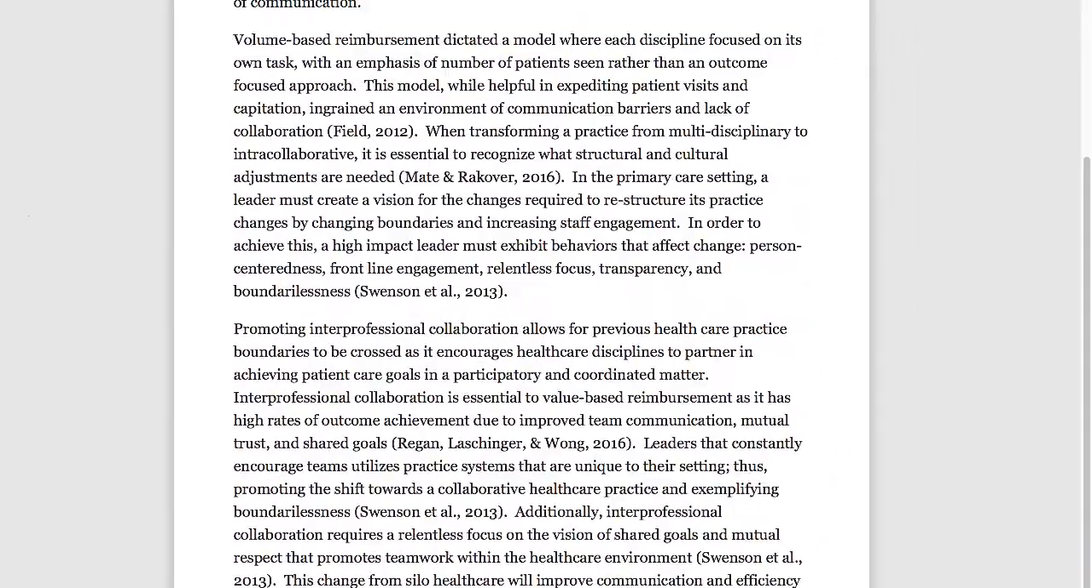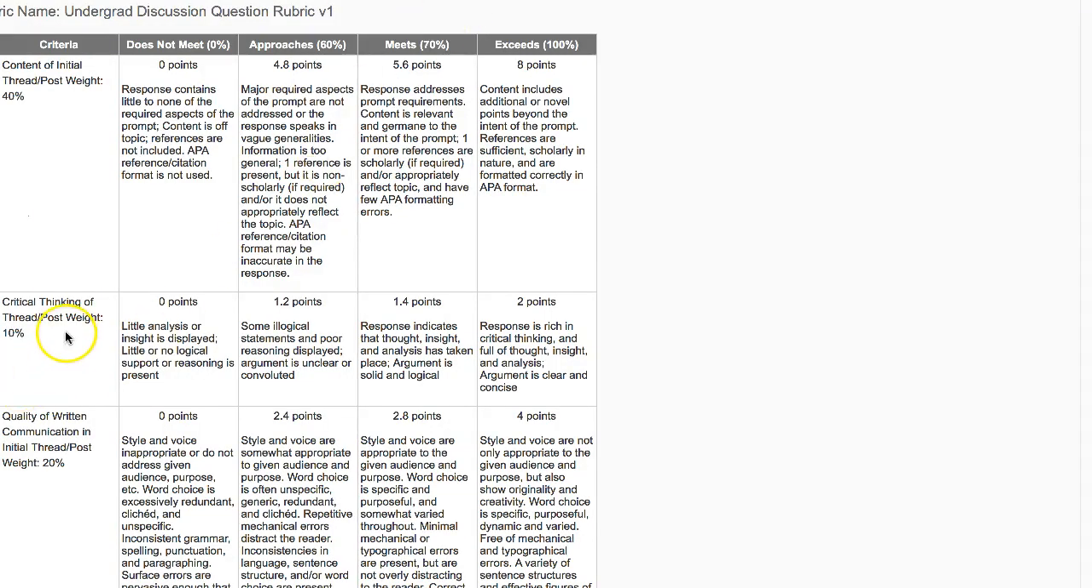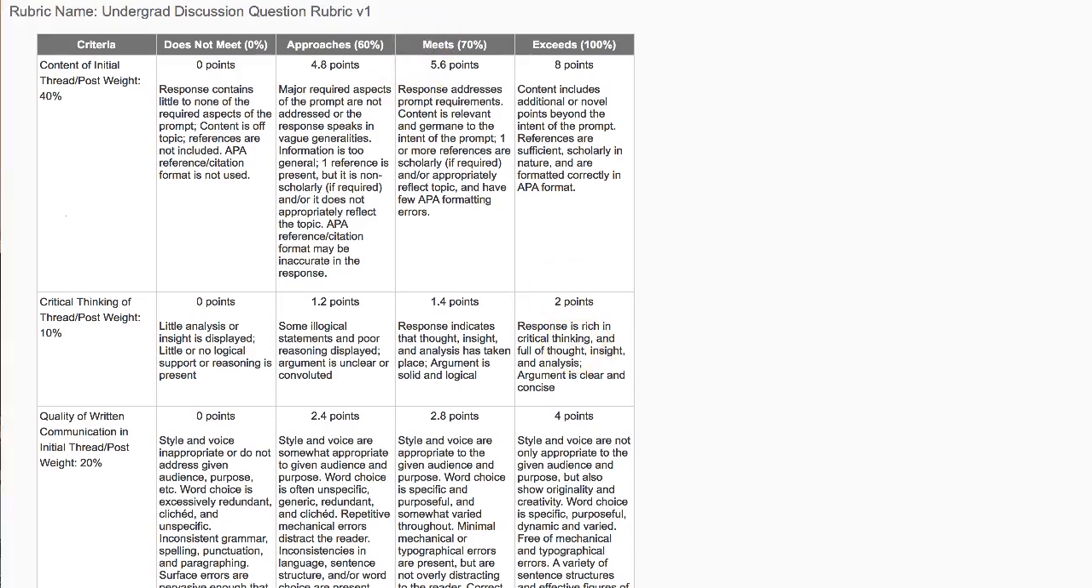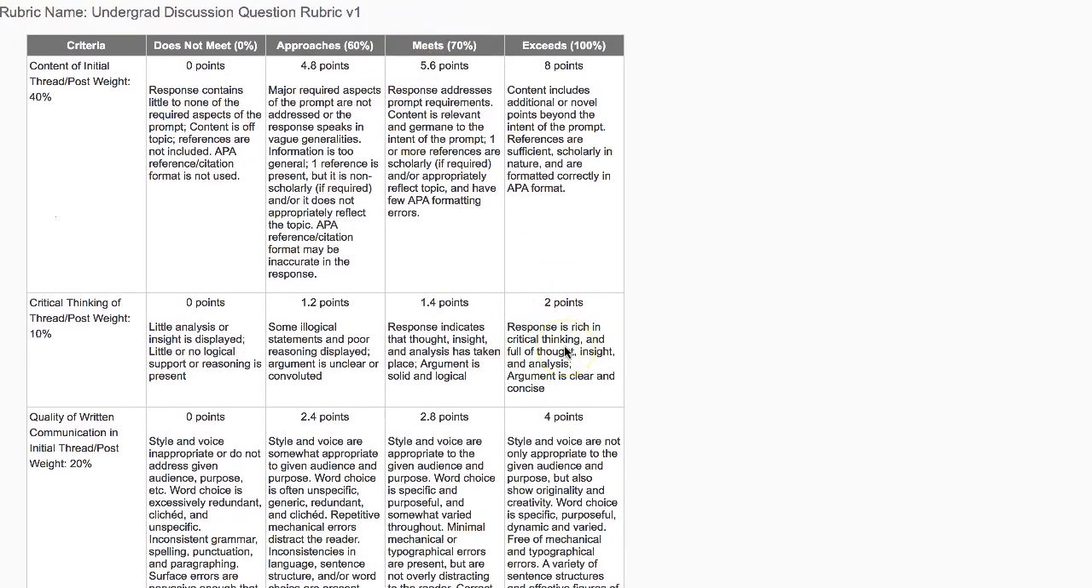So the next piece on the rubric, critical thinking. So to get the full 2 points, response is rich in critical thinking, full of thought, insight, and analysis. Argument is clear and concise. So you're talking about something, you're making points. You need to support your argument points with research. So don't say, it is well known that EMR improves quality. Okay, well, how is that well known? Why is it well known? How is it improved quality? I want you to look through the research and use support for it.